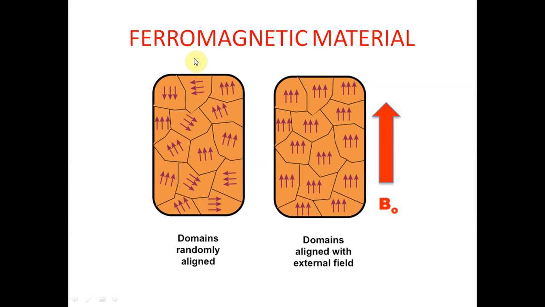So we can see with the help of this diagram, these are domains, and in the absence of external magnetic fields, all these domains are randomly oriented. But when a magnetic field is applied, the domains are aligned in the direction of the external field. So all domains are aligned in a particular direction. Therefore, this type of material is strongly attracted by the external magnetic field.